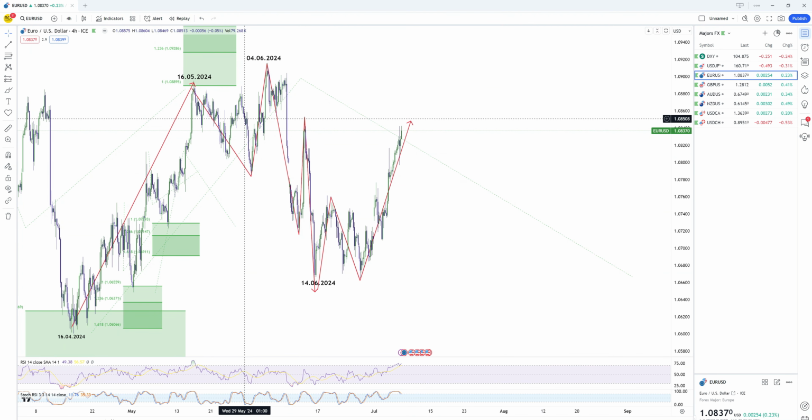For the euro dollar, we have been explaining from these lows that the next bigger move will be to the upside. This is exactly what we got once again.